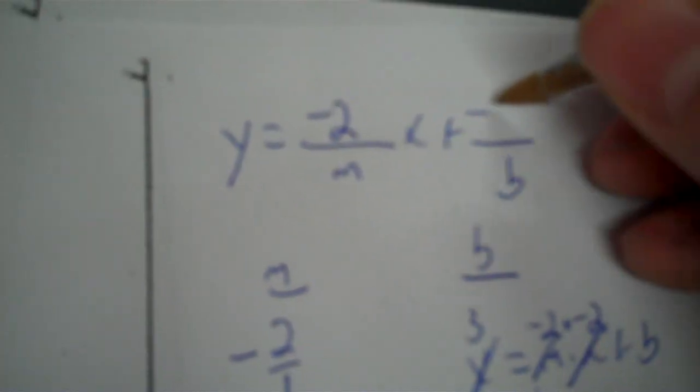And then y equals m times x plus b. So my m value is negative 2. And then 3 replaces the y. Negative 2 replaces the x. So we got 3 equals b plus, negative 2 times negative 2 is 4. So then I subtract 4 from each side, and negative 1 is equal to b.